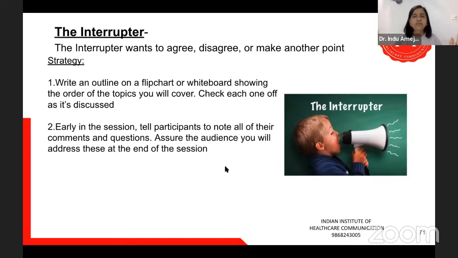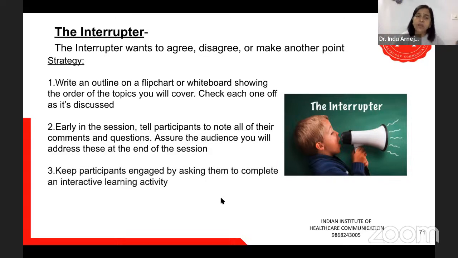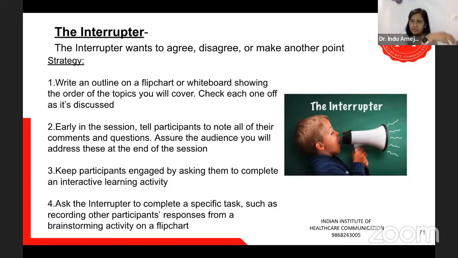Second way is that right in the beginning, you tell them, please hold on to your comments and questions, we will spend the last 15 minutes discussing your questions. So in a clear way, you have messaged them that we will not take any questions or comments in between. You can also engage them to complete an interactive learning activity so that they stay busy. In a physical setup, you can ask them to complete a task which keeps them busy. For example, ask them to enter the responses. If you have a whiteboard or a blackboard, you make them stand there and do the entries or the scoring. In that way, they will stay busy and interrupt you less often.